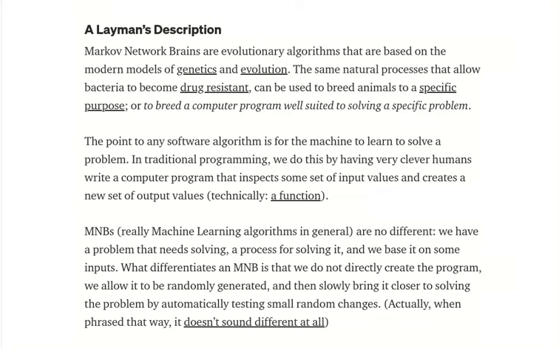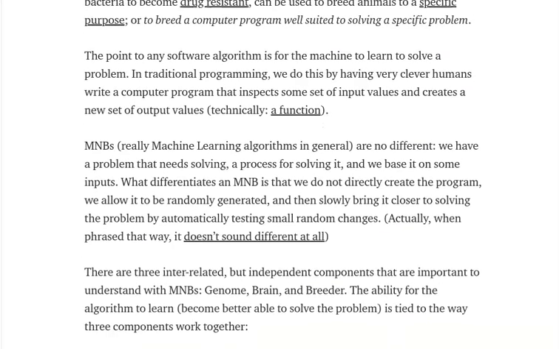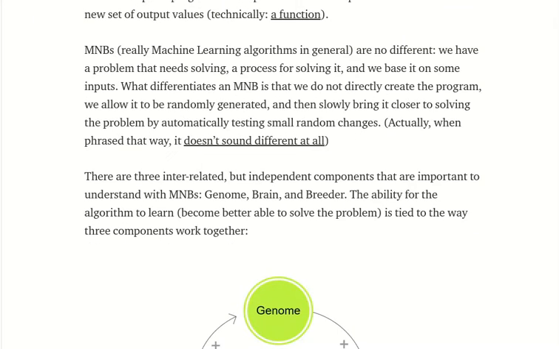The point to any software algorithm is for the machine to learn to solve a problem. In traditional programming, we do this by having very clever humans write a computer program that inspects some set of the input values and creates a new set of outputs. Technically, this is the definition of a function. Markov network brains, really machine learning algorithms in general, are no different.